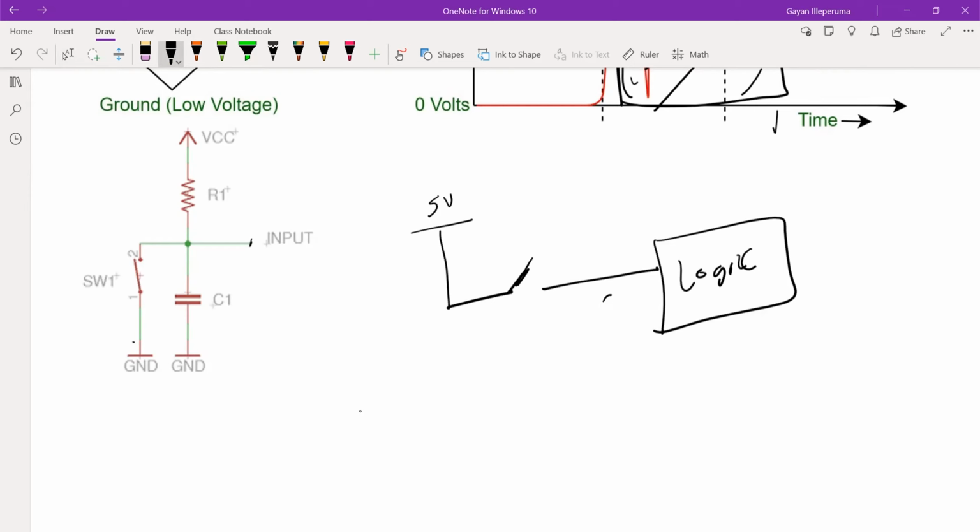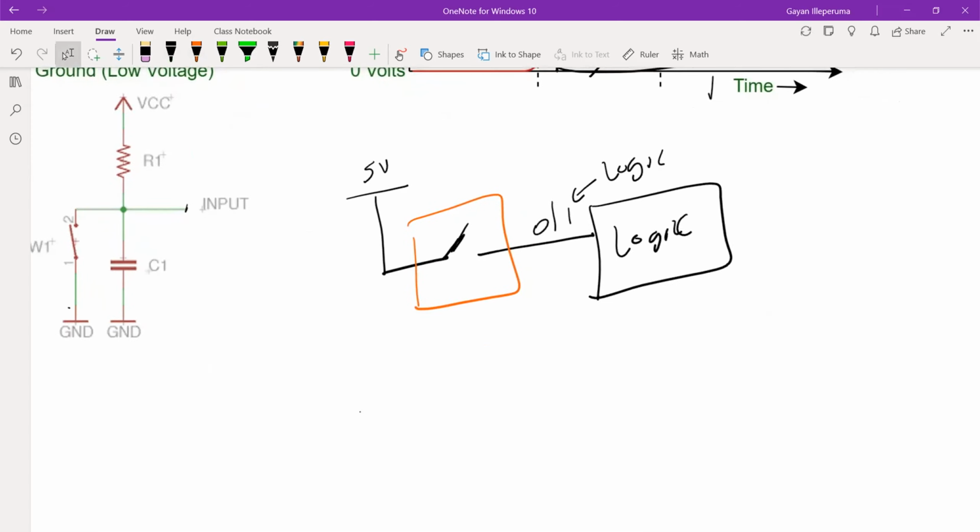So you expect 0 or 5 volt here. Let's say 0 or 1 logic for this one. And you have a switch like this. Do you see any issues with this implementation?